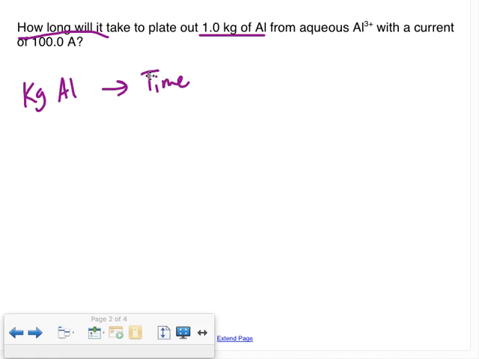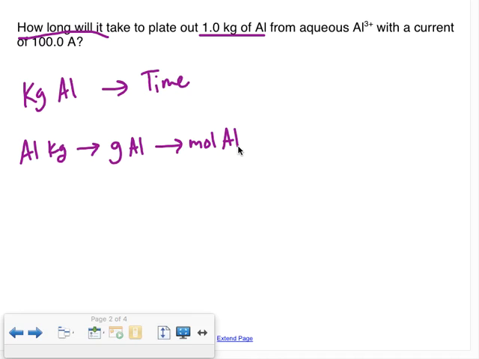So let's think about what steps we'll use here. We have aluminum in kilograms, and this is chemistry, so we're going to need to get that into moles. Just experience will help you figure this out. To get from kilograms to moles, first we're going to want to convert to grams of aluminum, and then we can convert to moles of aluminum.